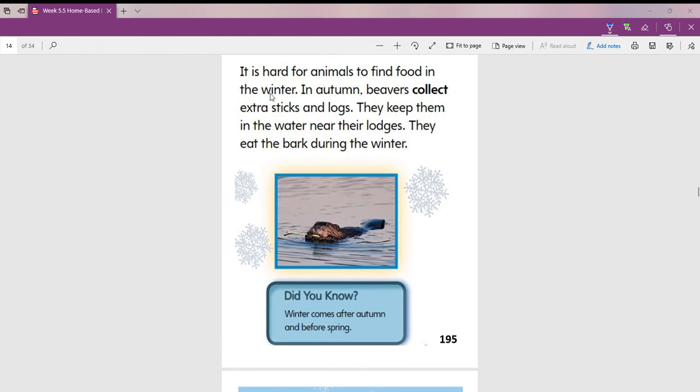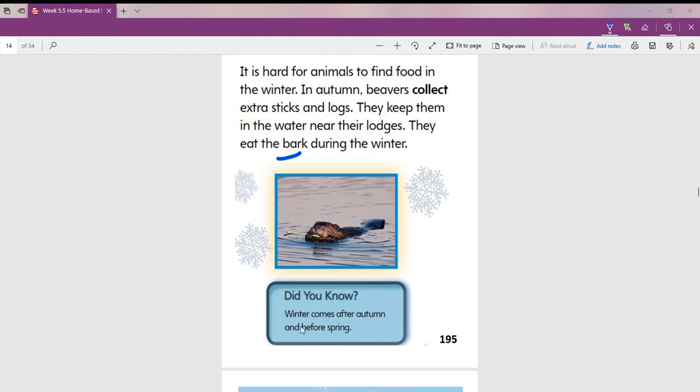Think of the geese in the other story. The geese, they fly away to find a warmer place and to find food. But the moose stay because they eat the bark. Remember that? It says in autumn or fall, beavers collect extra sticks and logs. They keep them in the water near their lodges. They eat the bark, like the moose, they eat bark during the winter. The lodge, boys and girls, that's their home. So in the fall, the beaver starts preparing. And he collects sticks, he collects logs to be ready for the winter.